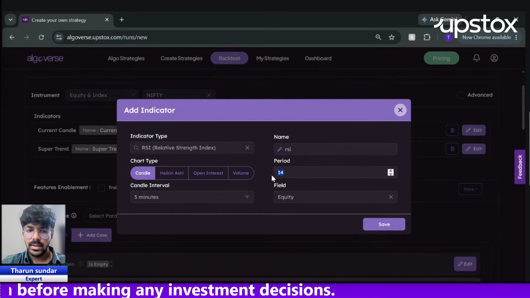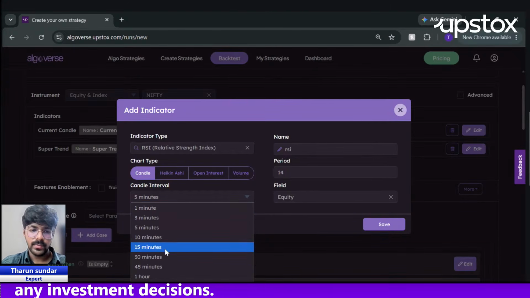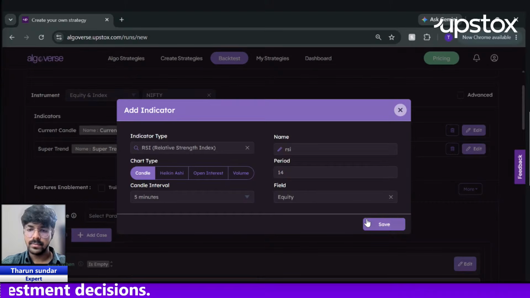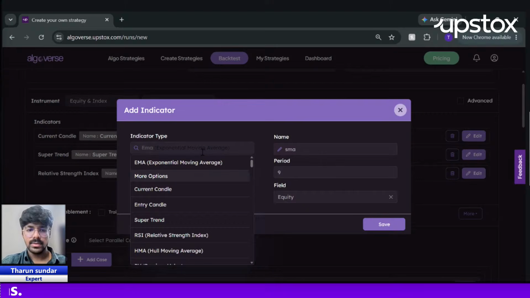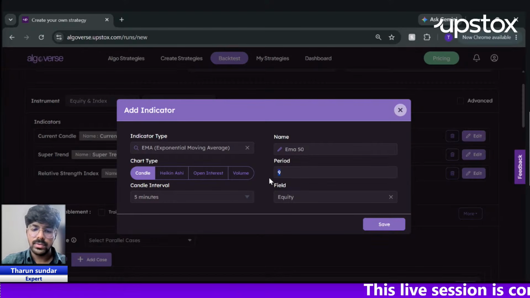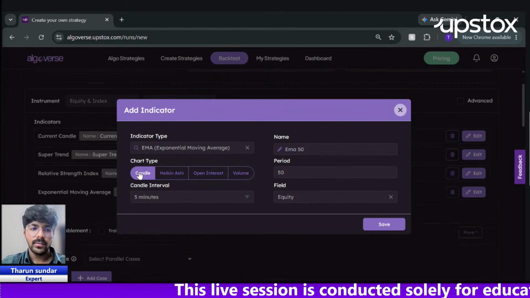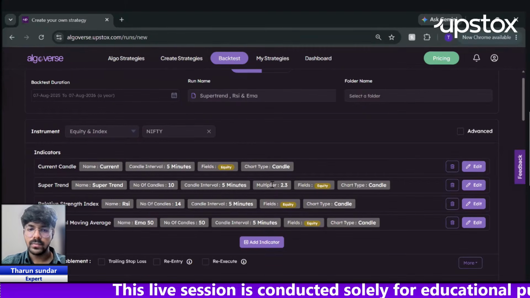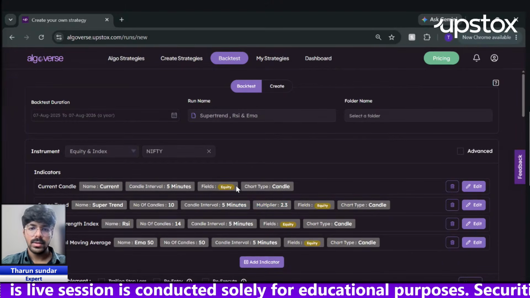Similarly with the RSI, I can change my period and choose from all the different time frames that are available. And the next one is the exponential moving average. Let's change the name to, let's go with, higher period moving average. Let's go with EMA 50. This is the 50 period exponential moving average. I have kept every indicator in the 5 minute time frame, and I've made a customization to the Supertrend.